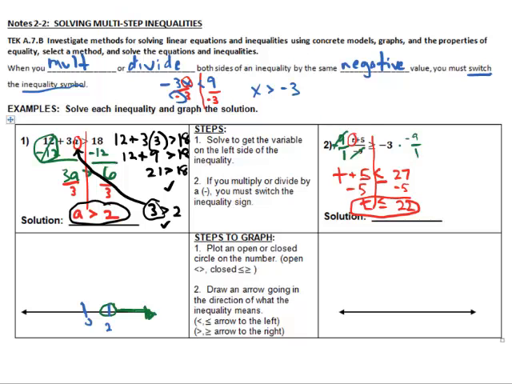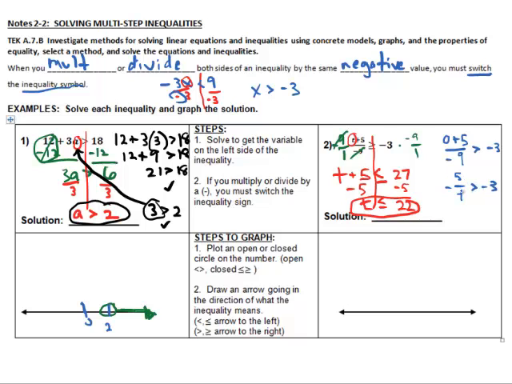Alright, we can check this by substituting something that makes this true. Since t is less than or equal to 22, a number that's less than or equal to 22 is 0. I'm just going to plug in 0. So I'm going to go 0 plus 5, over negative 9, is greater than or equal to negative 3. Now that's just 5 over negative 9, which is negative 5/9, is greater than negative 3.